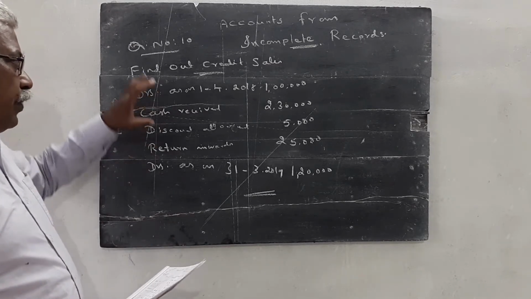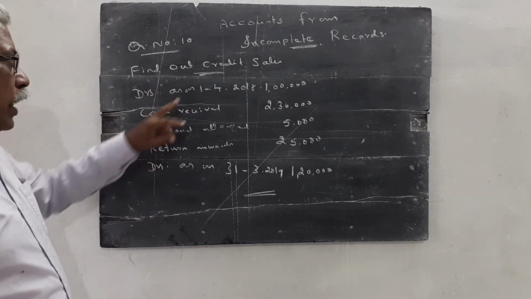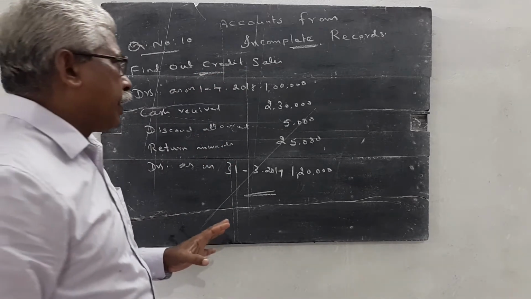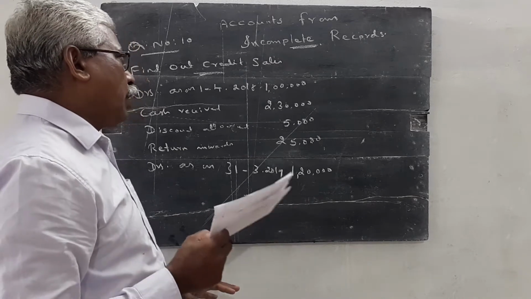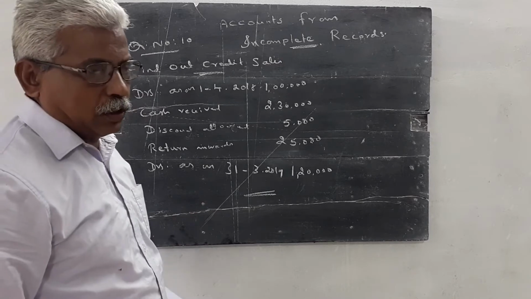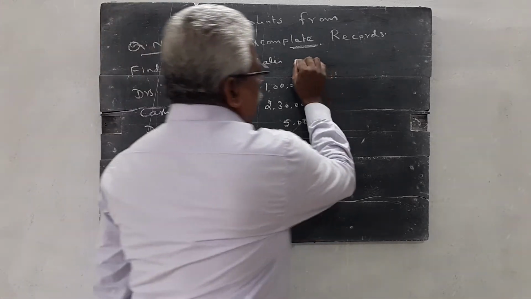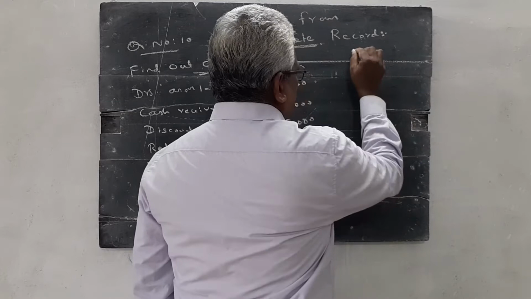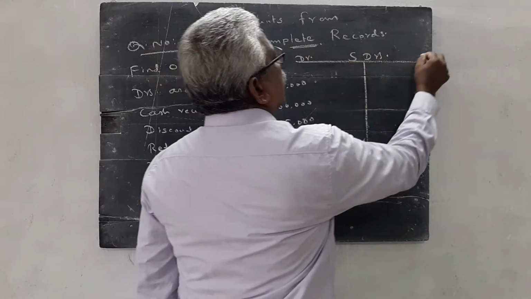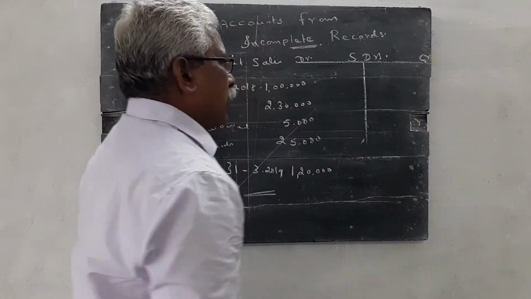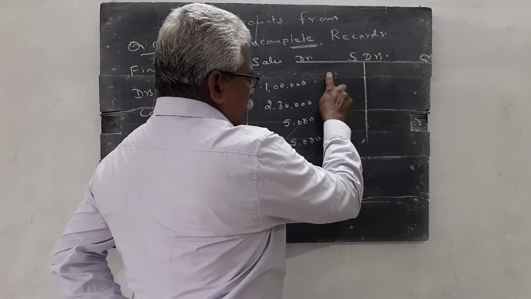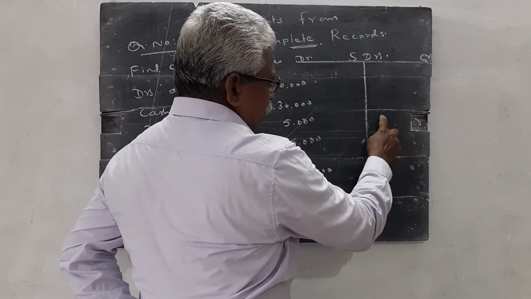With the help of this information, we have to calculate credit sales. How do we calculate the credit sales? When we want to know the credit sales, we prepare the sundry debtors account. Then the format of the sundry debtors account. This side is the debit side, this side is the credit side. First, in the sundry debtors account, the opening balance is entered here, the closing balance is entered here.